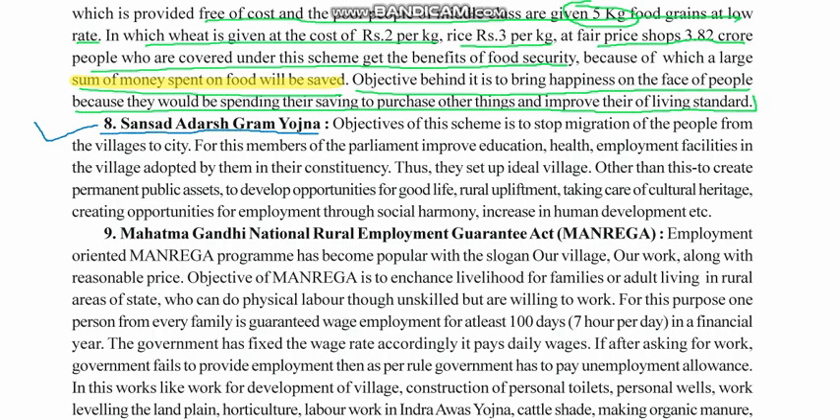See, objective of this scheme is to stop migration of people from villages to cities. For this, members of the parliament, means MPs, improve education facilities, health, employment facilities, and they adopt villages in their constituency. They have to adopt a village in their constituency. Constituency means the voting area from where they are elected. So they have to adopt a village and see that proper facilities are created in that village. Okay, thus they set up ideal village.